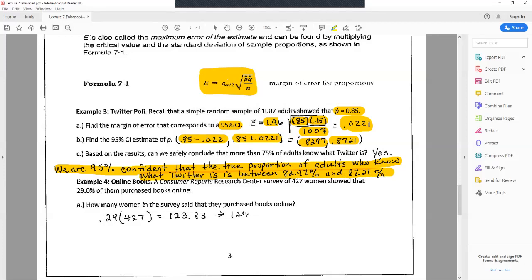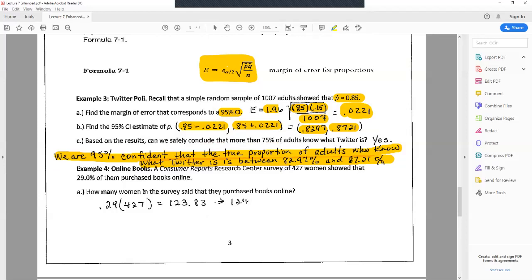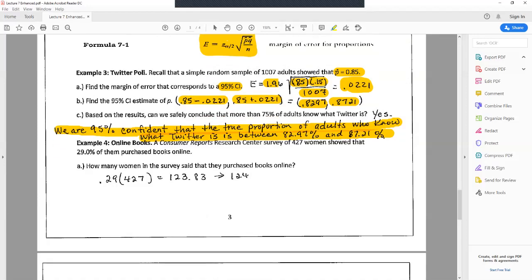As you can see, the p hat that we found from the sample is very important because everything depends on that p hat value. To get the lower end of the interval, we subtracted the error from the p hat value, and to get the upper end of the interval, we added the error to the p hat value, 0.85. I think it is interesting to know that using statistics, we can at least narrow down the true parameter for the number of adults who know what Twitter is in this case.